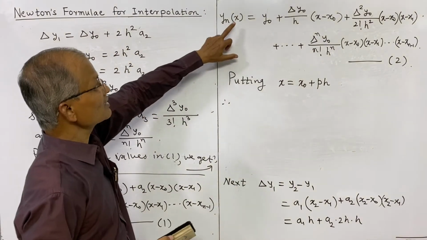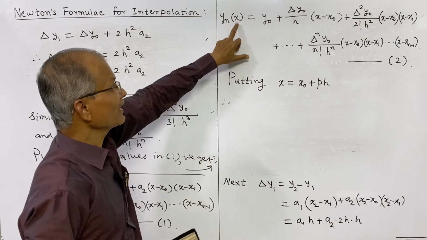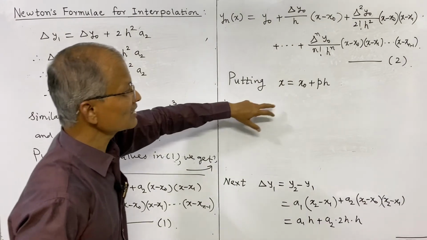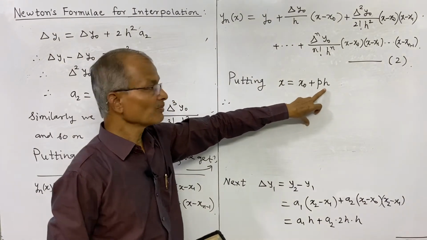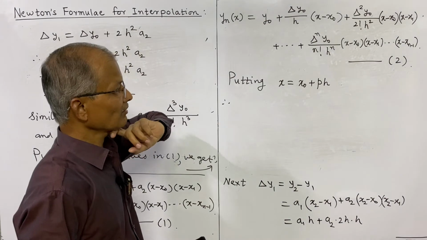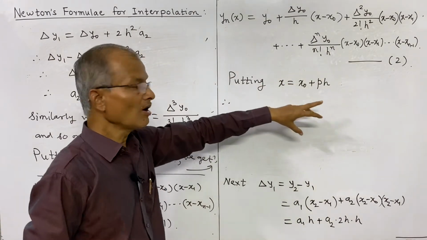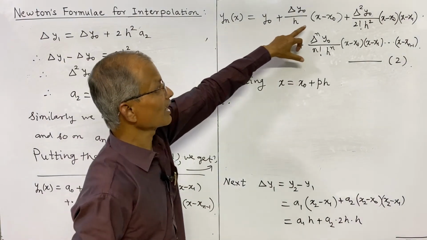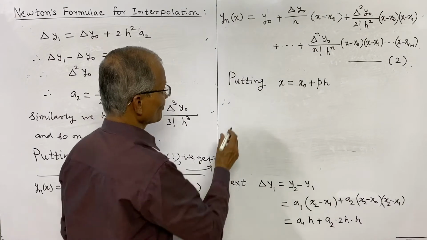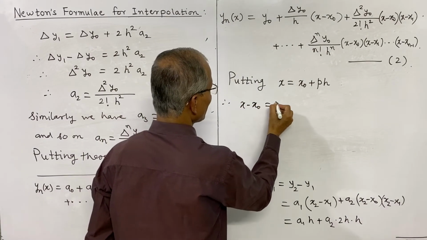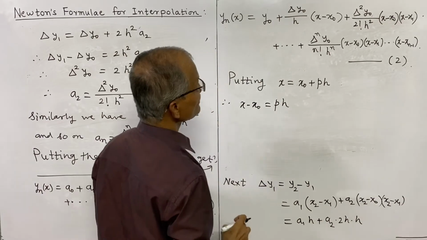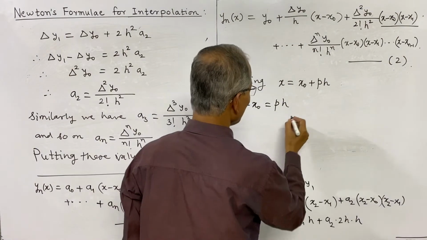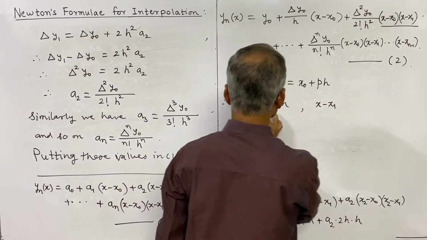See this is x here. So we want to find y at x, and suppose that the starting value is x naught, and plus some p steps into h. So p into h, that is the value of x naught plus some value, and therefore we have to obtain the value of this on the right side as x minus x naught. Therefore x minus x naught will be equal to p into h. And similarly, now you see, we will only obtain x minus x1 because the other is obtained here.